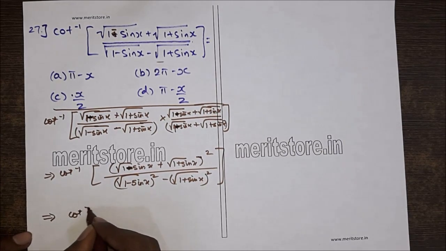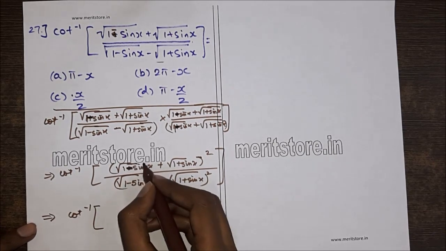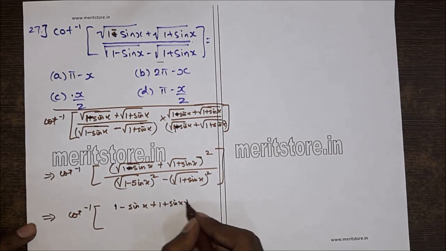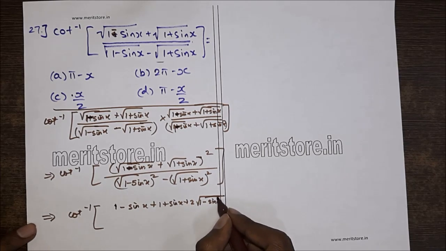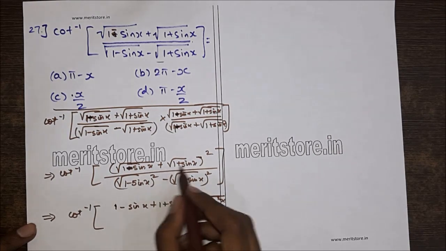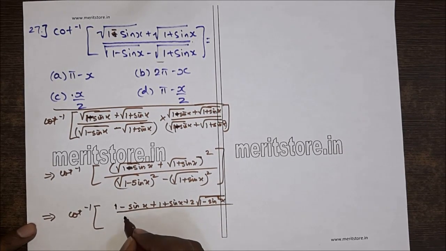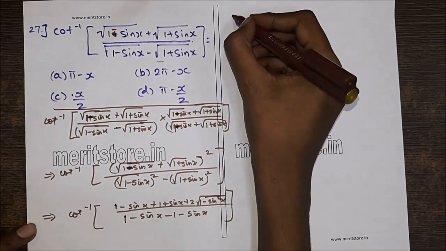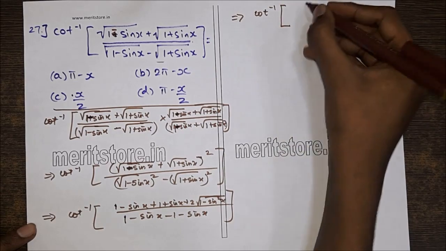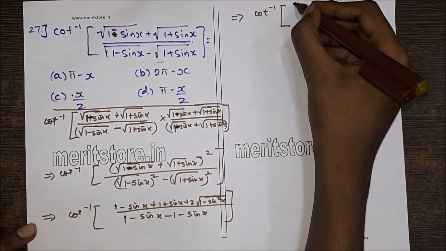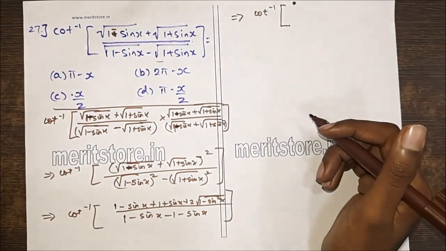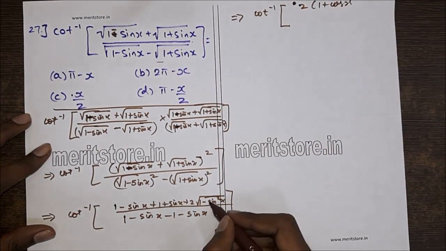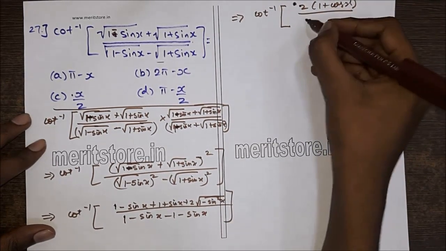So this is cot inverse of 1 minus sin x plus 1 plus sin x plus 2 root 1 minus sin square x, since the product is in the form of a plus b and a minus b, and here we get 1 minus sin x minus 1 minus sin x. This is equal to cot inverse of 2 into 1 plus cos x, root of 1 minus sin square x is cos x, divided by minus 2 sin x.